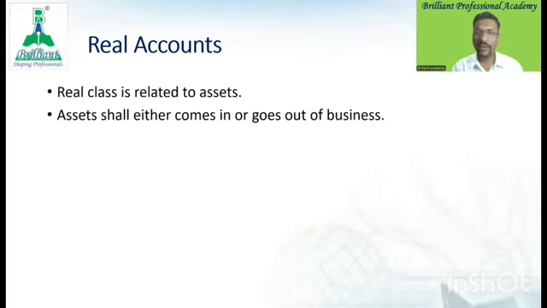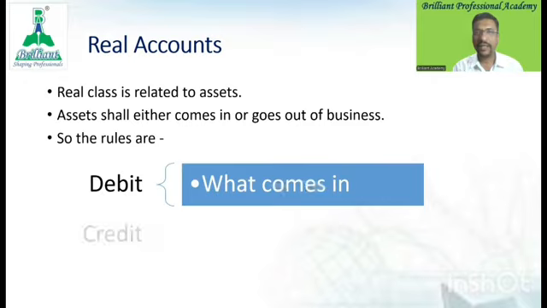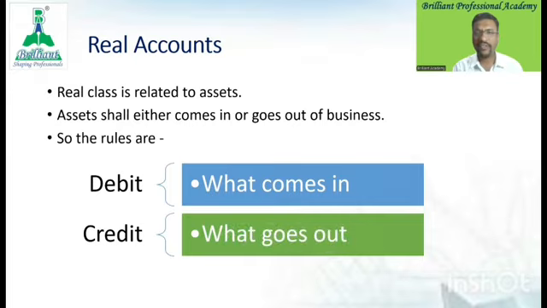Now, real class. In case of real class, we are going to cover all assets. So assets either come in or go out. We will purchase them or we will sell them. So the two rules are: debit what comes in, credit what goes out. Assets purchased, asset account debit. Assets sold, asset account credit.